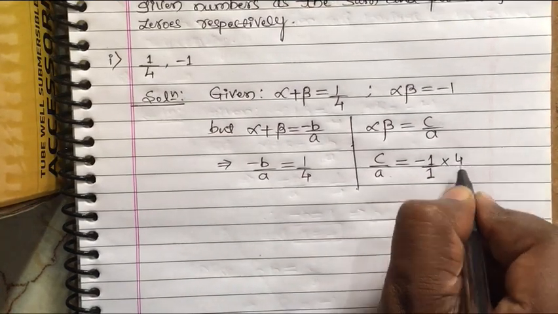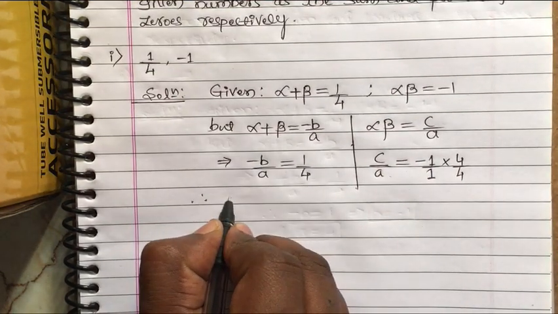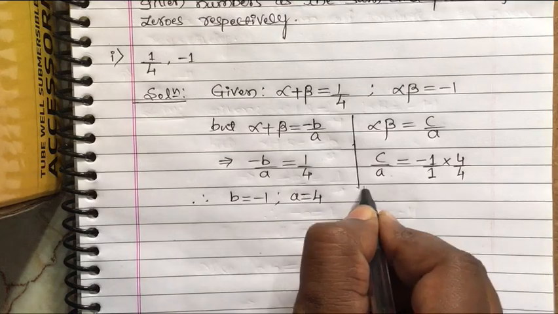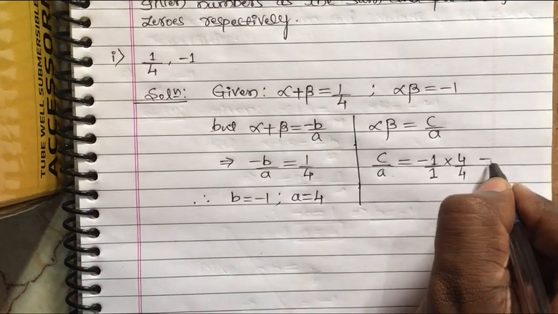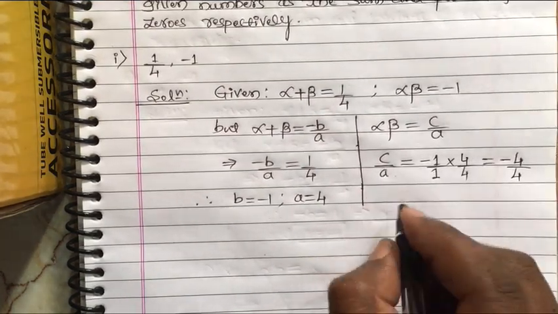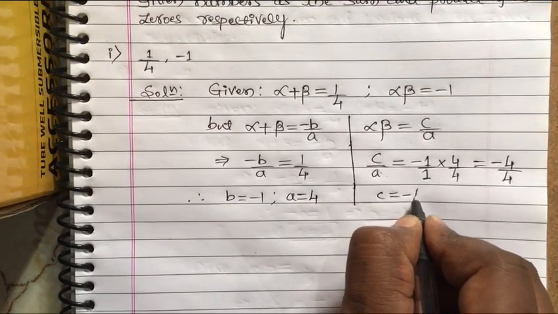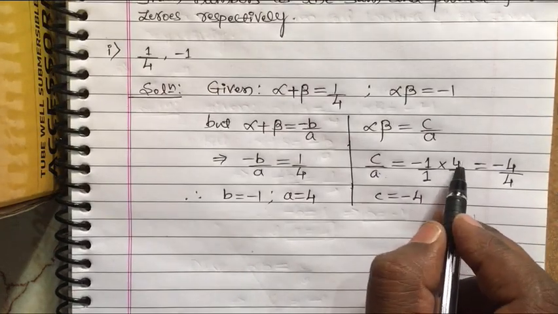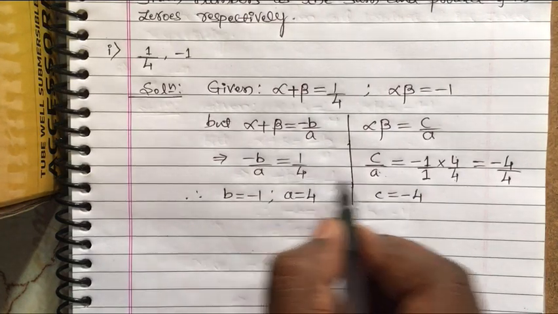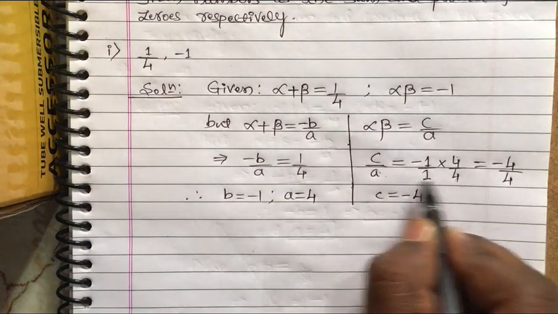So here I multiply and divide by 4. Therefore we get b, which is equal to minus 1, and a, which is equal to 4, and then this becomes minus 4 divided by 4. So what about c now? A is equal to 4 anyway, then c is equal to minus 4. I hope you understood why we have multiplied and divided by 4, because we want to make a as 4. Earlier a was 1, that is why we multiplied and divided by 4, so that we get the value of a as 4.